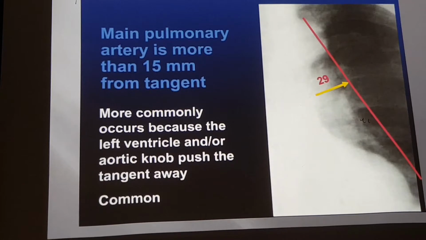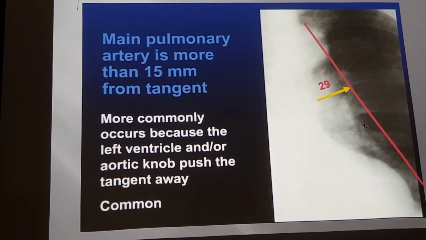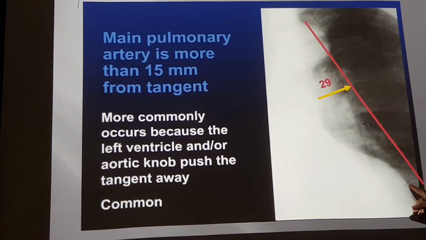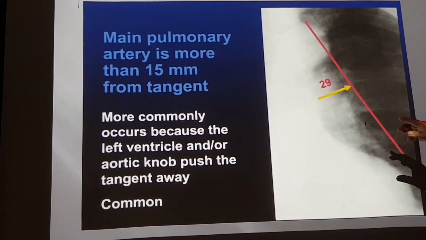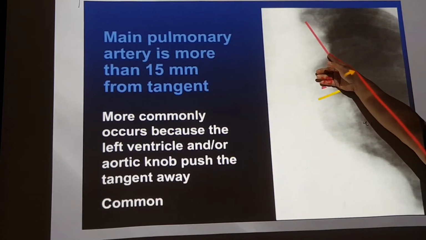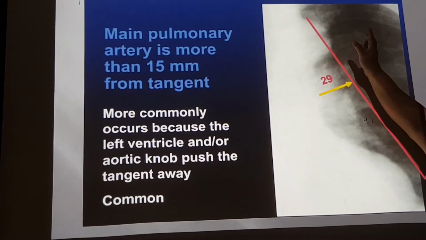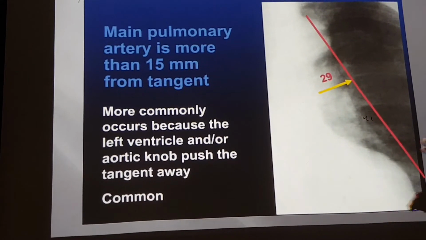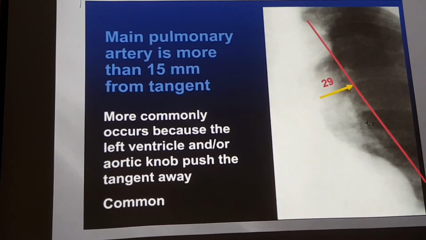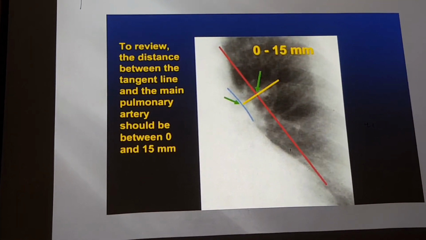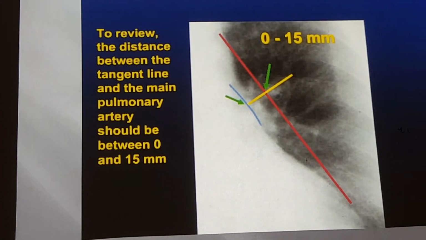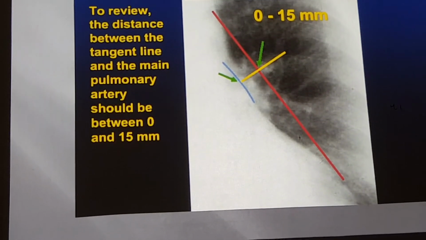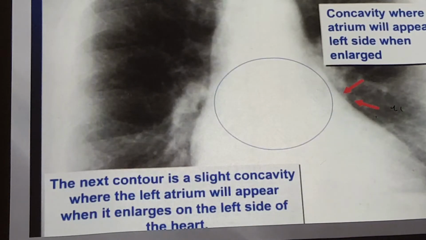So if it's more than 15 millimeters from the tangent, this more commonly occurs because the left ventricle is enlarged or the aortic knob pushes the tangent away, because your aortic knob is also more than 35 or 40 millimeters from the midline. So these are common. So you must consider this. It's a common finding. So to review, the distance between the tangent line and the main pulmonary artery should be between 0 to 15 millimeters.